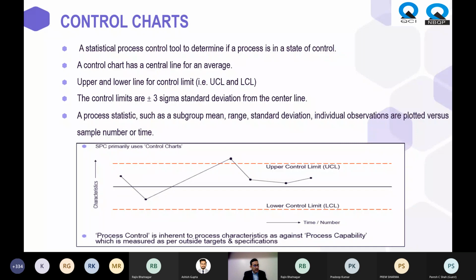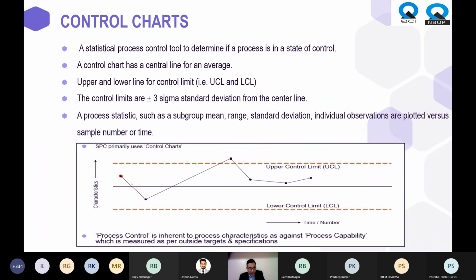Let's see with the help of this. The statistical process control uses a control chart to control the process. There are some parameters in my SPC or control chart which we need to understand before going forward. We will go one by one. It is a statistical process control tool to determine if my process is in a state of control or not. There are various types of control chart. So based on the control chart, we see whether my process is in control or not.